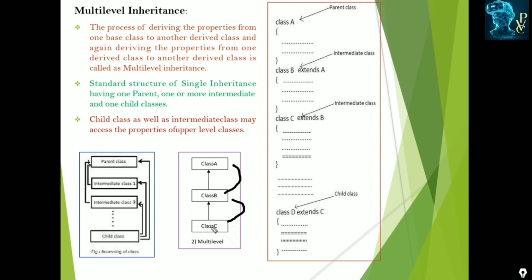So here we have three classes: parent class, intermediate class and child class. We can have multiple intermediate classes. This is called multi-level inheritance. The child class as well as the intermediate class may access the properties of upper-level classes, which is called multi-level inheritance.